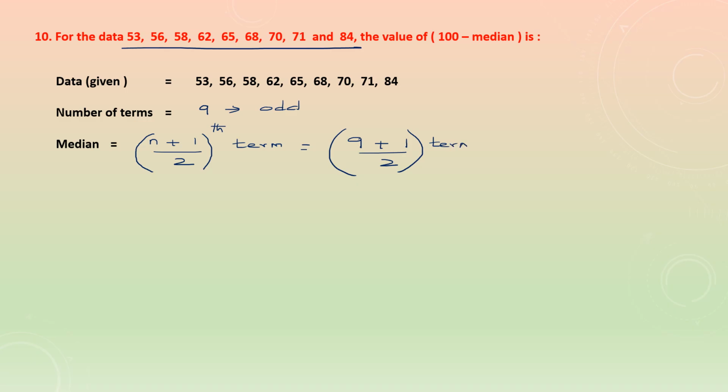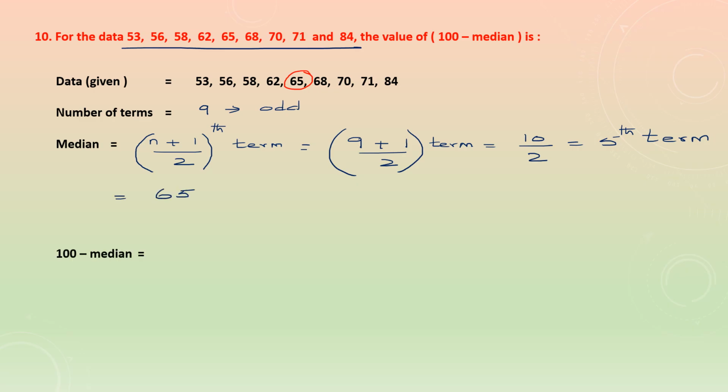So let's calculate that. 9 plus 1 is 10. 10 by 2 is 5. That means the fifth term. So the median is the fifth term. So let's look out for the fifth term. 1, 2, 3, 4, 5. So the fifth term is 65, and this is our median. So the median is 65.